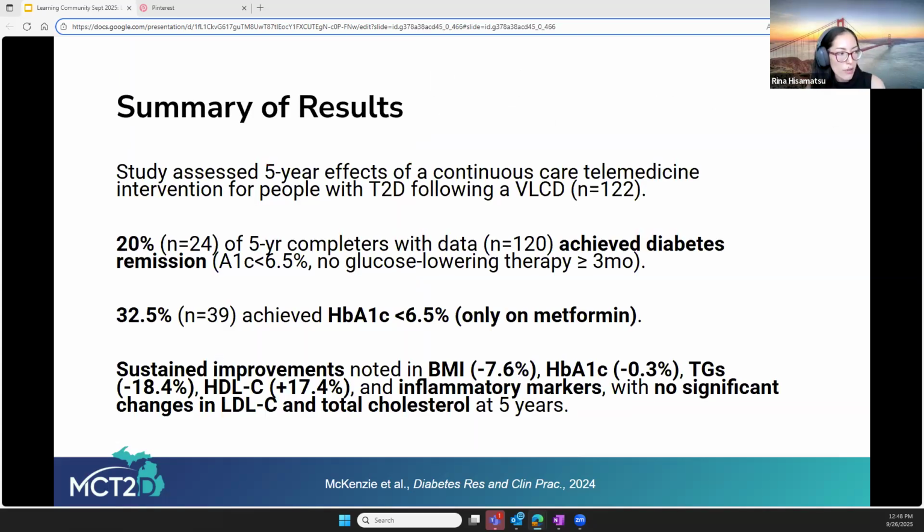All right, so some of the key summary of the results. Again, the study assessed the 5-year effects of a continuous care intervention for people with type 2 diabetes. The N was 122 that they assessed at 5 years. Of those, 20% of the 5-year completers with the data achieved diabetes remission, so A1C less than 6.5 with no glucose lowering medication greater than 3 months. And then 32.5% achieved A1C less than 6.5 while only on metformin. And really interestingly, sustained improvements were noted in BMI, A1C, triglycerides, HDL, inflammatory markers, and there were no significant changes in LDL cholesterol and total cholesterol at 5 years.